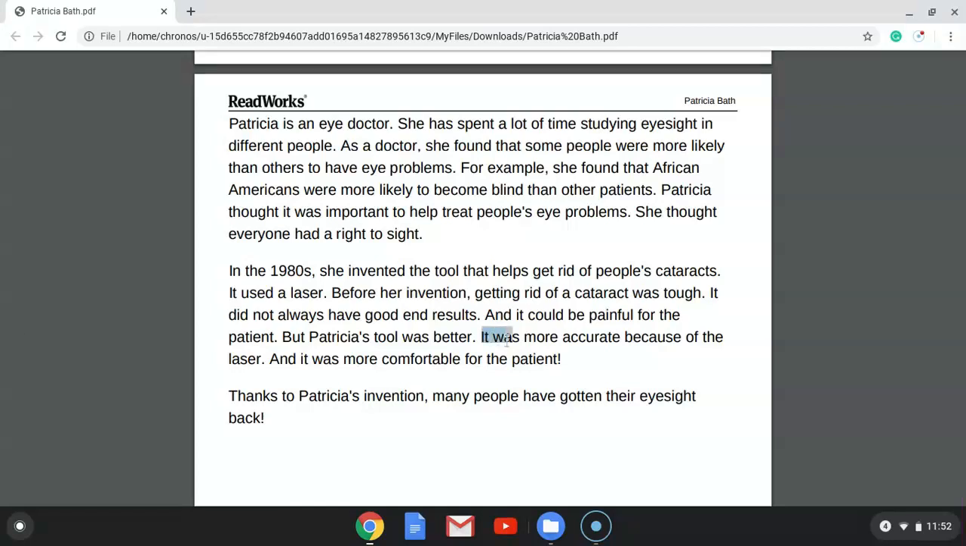Right here we can see it was more accurate because of the laser. So they were able to target what they wanted to fix. And also it was comfortable. It was more comfortable for the patient. Thanks to Patricia's invention, many people have gotten their eyesight back.